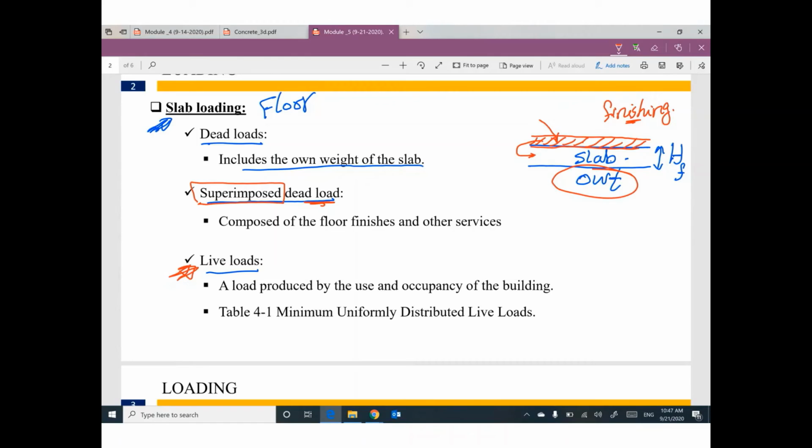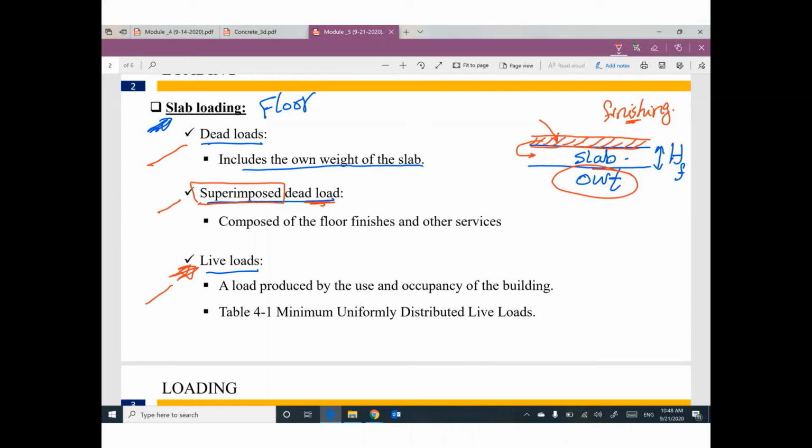In one minute, you can move your bed outside the building. That's right. You can move your bed from one room to another room. So you are live load, and all furniture around you is live load. Any question so far? I believe any slab will have these three kinds of load: dead load, superimposed dead load, and live load.